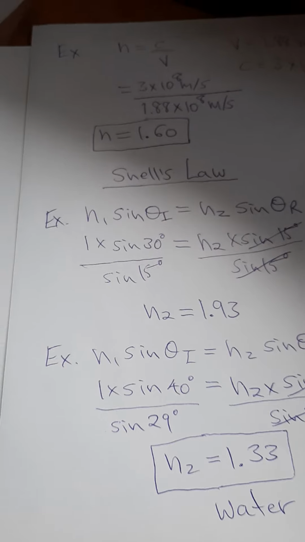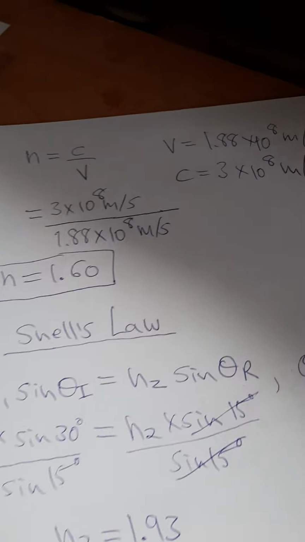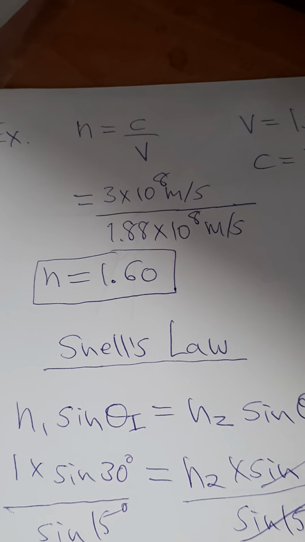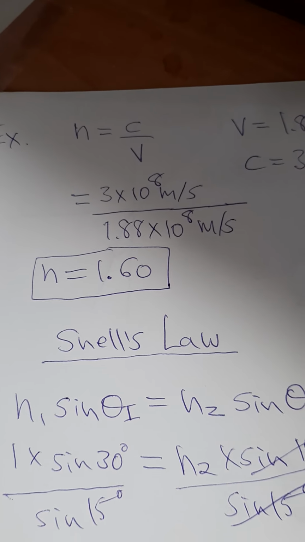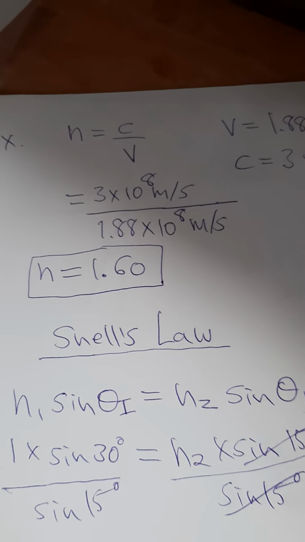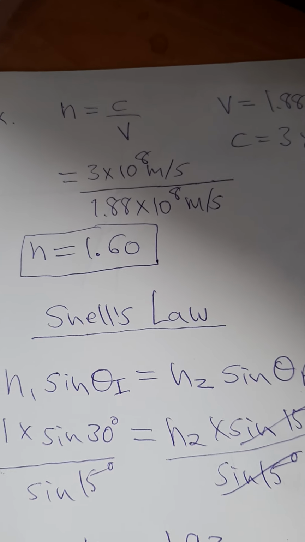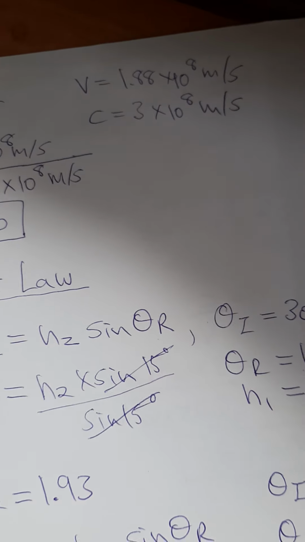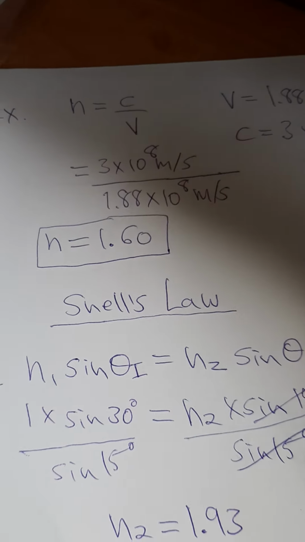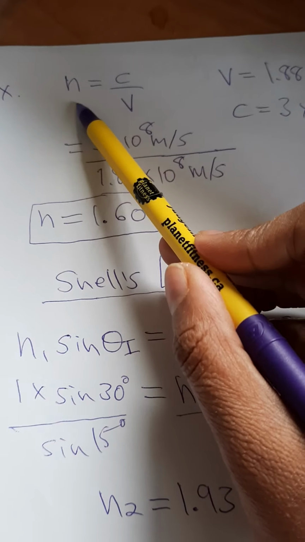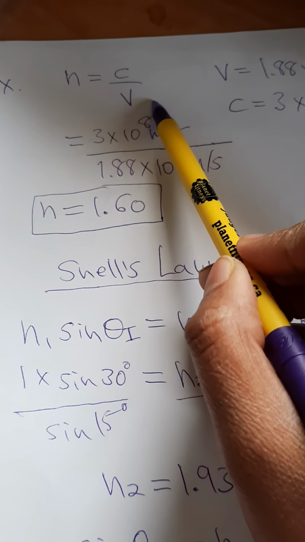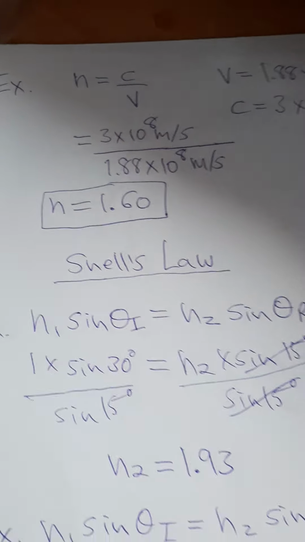Today we covered refraction and the formula for refraction, which is N equals C over V. Remember, C is the speed of light, just like in air, so it's 3 times 10 to the 8 meters per second. The question can also ask you not just to solve for the index of refraction, but to solve for the speed of the light ray in a different medium.